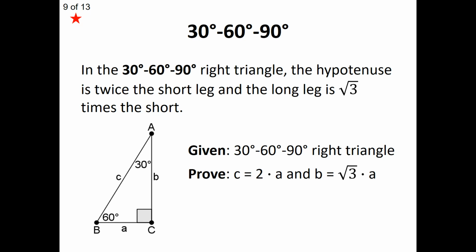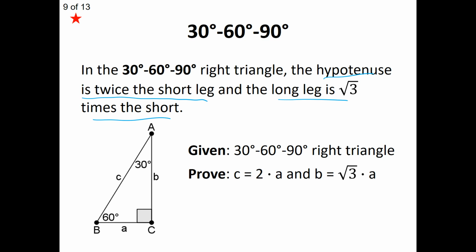In the 30-60-90 right triangle, the hypotenuse is twice the short leg. So notice that, hypotenuse, twice the short leg. It's in relationship to the short leg. Simply, all we have to do is take the short leg and double it, and we get the length of our hypotenuse. And the long leg is root 3 times the short. So again, to find the length of the long leg, it revolves around knowing the length of the short leg. We multiply the short leg by root 3, and it turns into the length of the long leg.